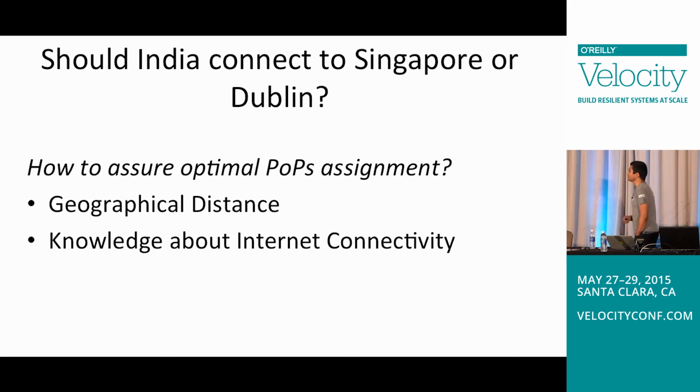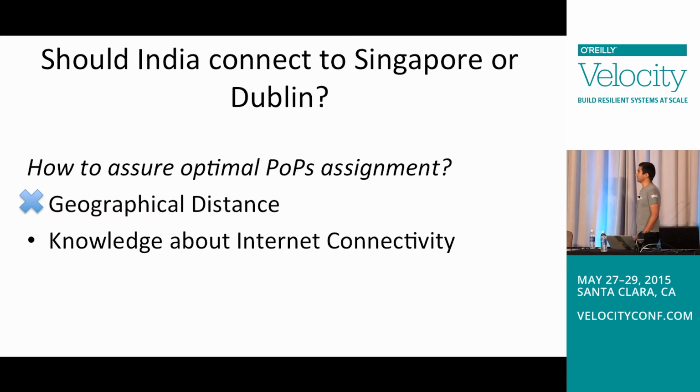Okay? There are two obvious ways to do that. You could do it based on geographical distance, that, hey, India is closer to Singapore, let's just assign it to Singapore. Spain is closer to Dublin, just assign it to Dublin. But that doesn't work because we know network distance is not equal to geographical distance. If you're trying to talk to a server which is like 1 mile away from you, the packets might actually take 100 miles or 200 miles, right? Geographical distance is not equal to network distance.